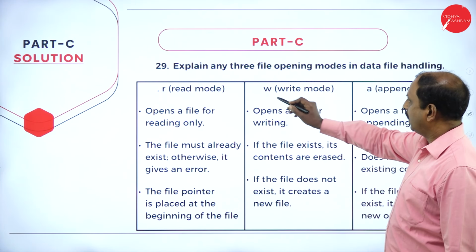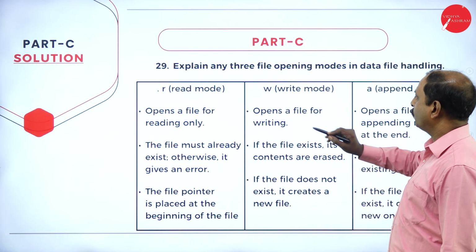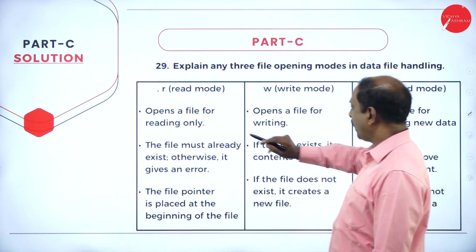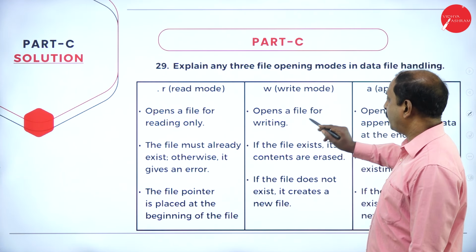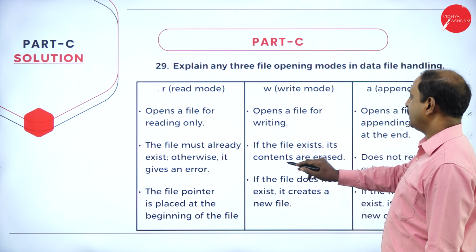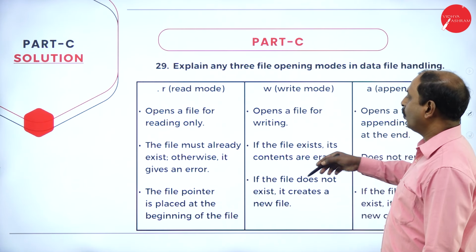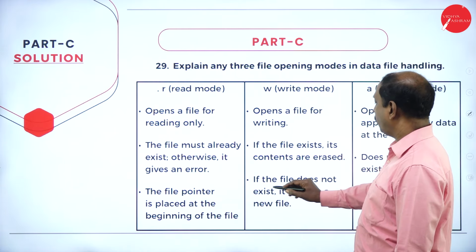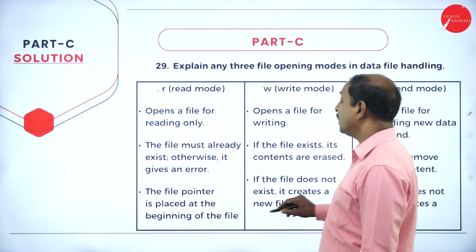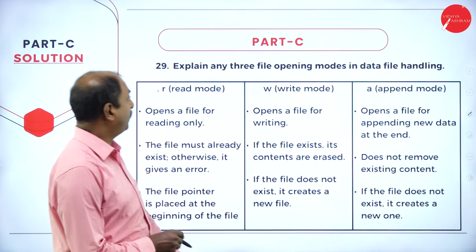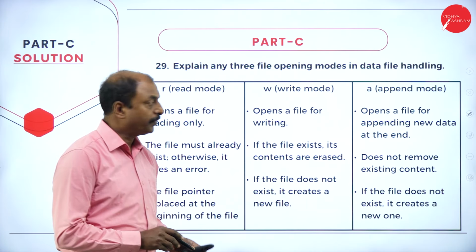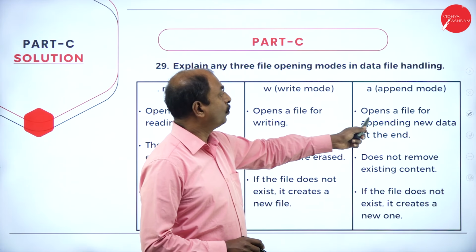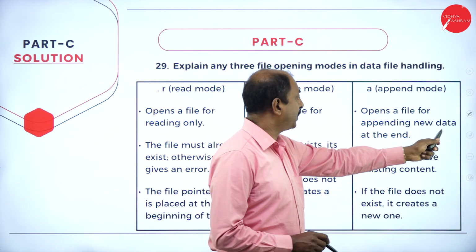Next one is w mode or write mode. It opens a file for writing. r opens a file for reading only, and this is only for writing operation. If the file exists, its contents are erased, meaning it is going to overwrite the existing data. If the file does not exist, it creates a new file. So this is the definition of w mode. Next one is a mode. a stands for append mode. It opens a file for appending new data at the end.